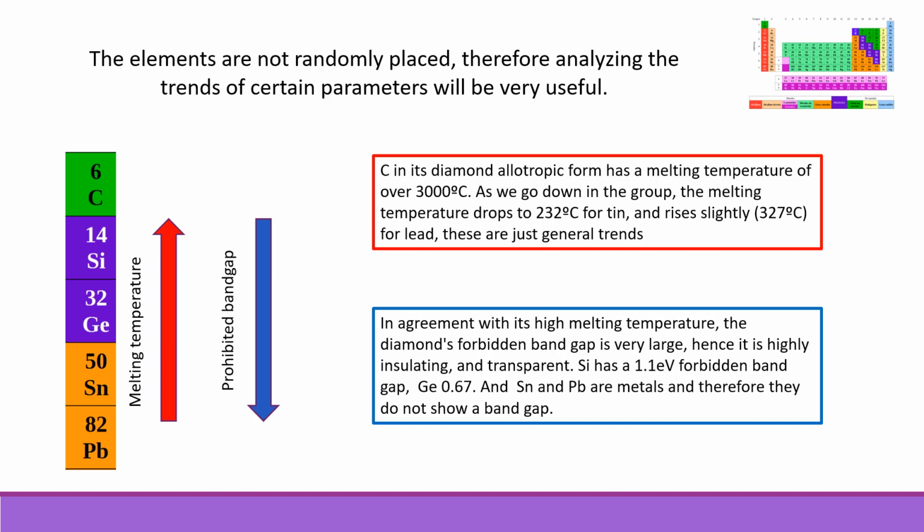In agreement with these differences in melting temperature, we could go for the band gap. In the case of diamond, the forbidden gap is very large, around 6 electron volts. It's highly insulating and it's transparent. Silicon has only 1.1 electron volt. Germanium only 0.67, and tin and lead are metals. Therefore, no band gap at all.